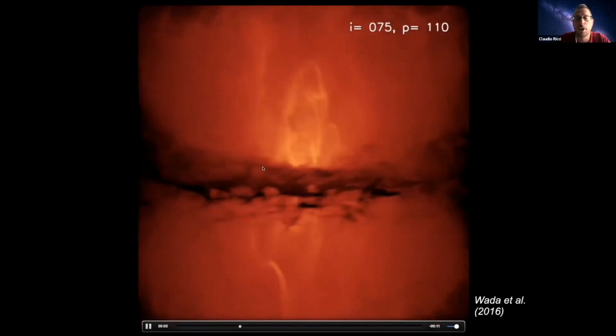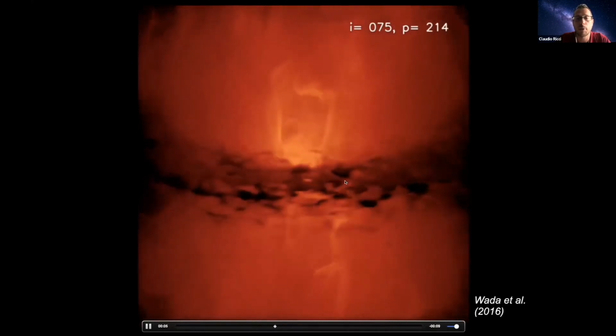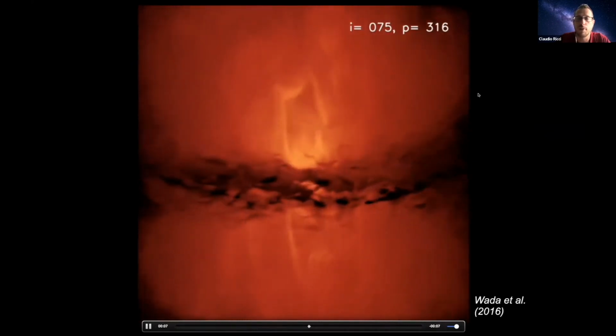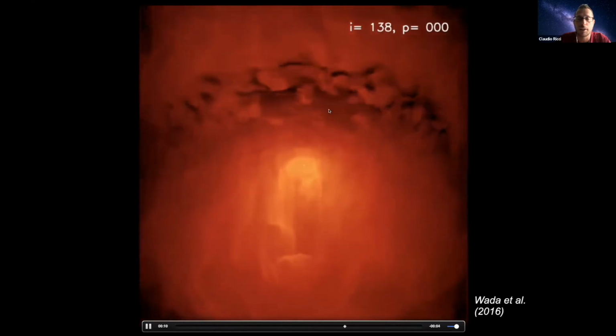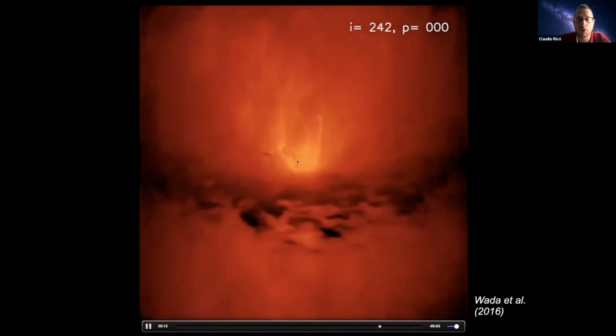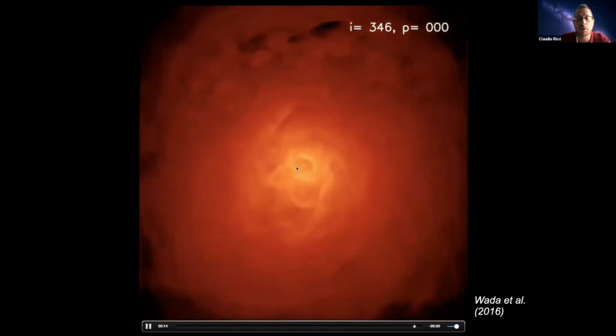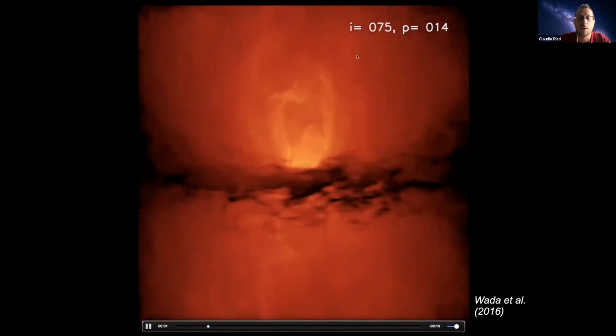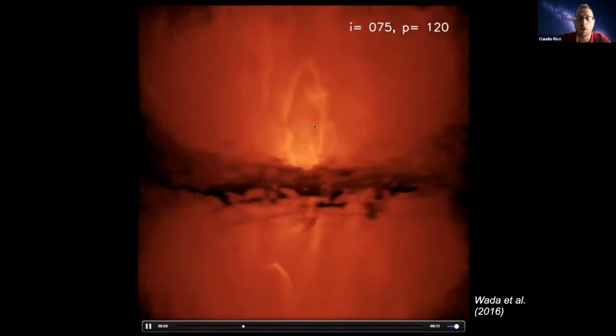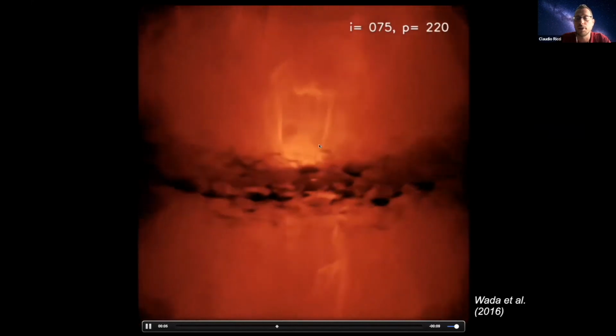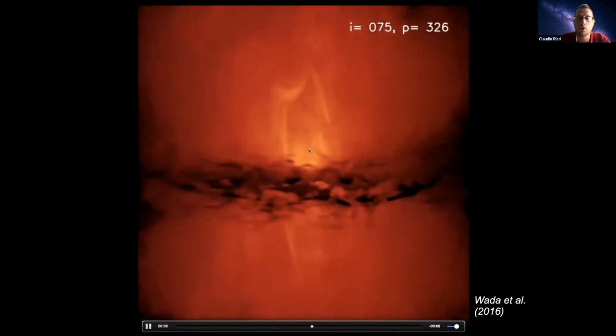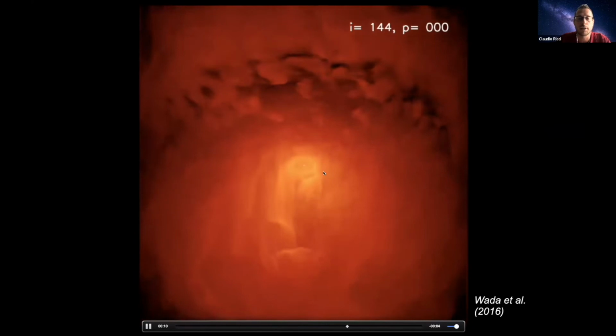I'm showing here some hydrodynamical simulations from the group of Vada and collaborators. Here you can see the dust, you can see the sublimation region at the center, and you can see how this dust is pushed away also on the polar axis of the system. And this is the action of radiation pressure, which we know now is extremely important.